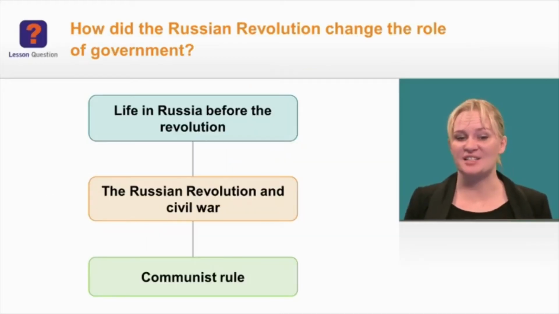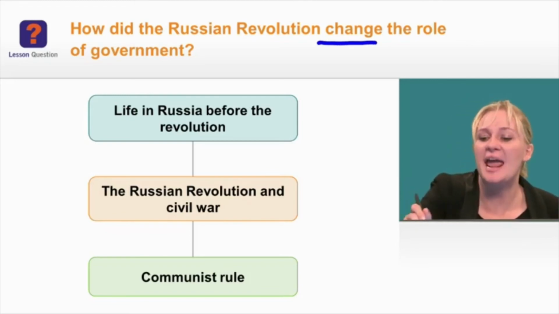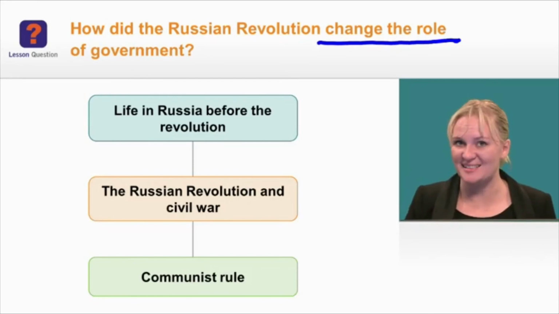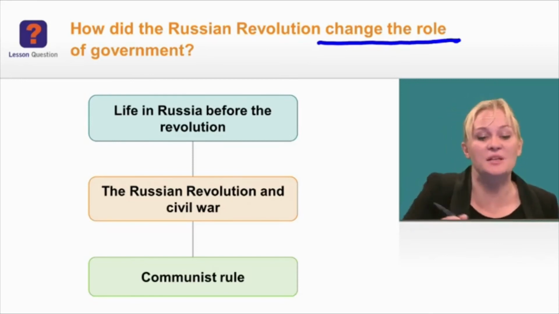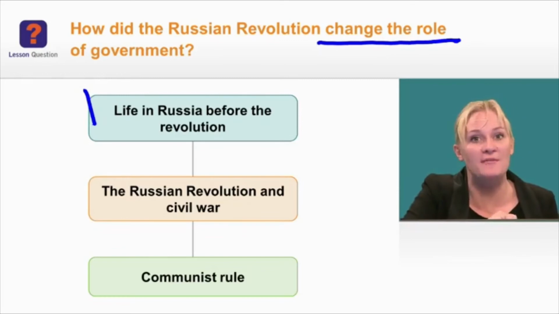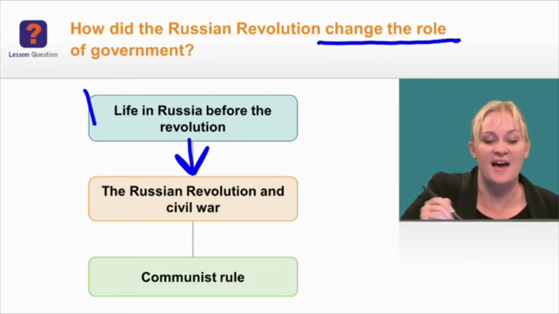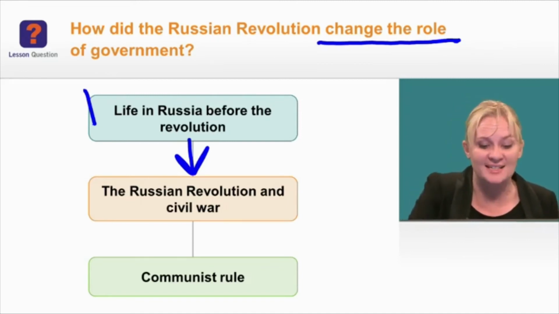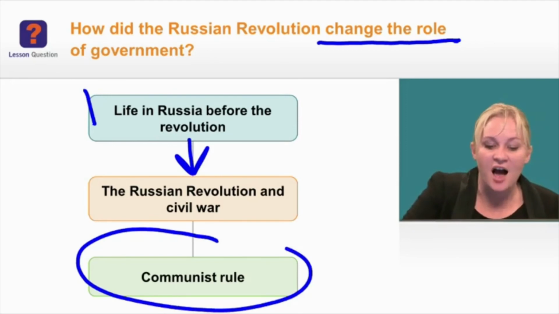Back to our lesson question. How did the Russian Revolution change the role of government? Well, again, we're talking about cause and effect. We looked at our causes. We looked at life in Russia before the revolution and how that led to the effect of a Russian Revolution and a civil war. Now we're going to look at how the effect of that resulted in communist rule.